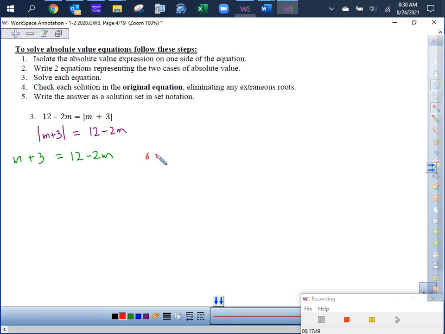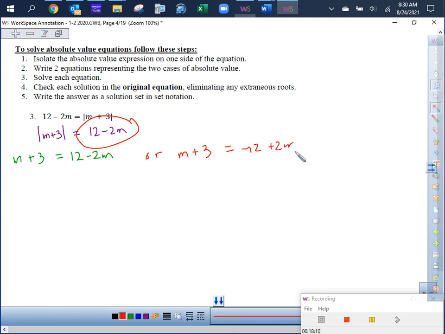I got to set up a second equation. You take what's in the bars. I'll answer the question now. What's in the bars never changes. This was an m plus 3. This is an m plus 3. But this stuff, this is not in the bars. Change all the signs. If this is a 12, he's going to be a minus 12. If that's a minus 2m, he's going to be a plus 2m.